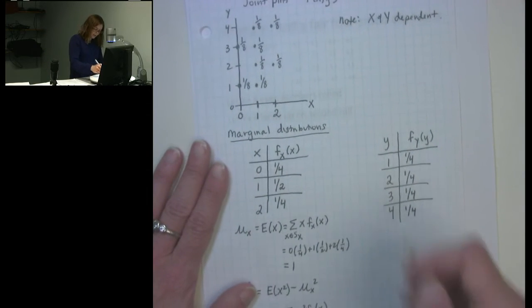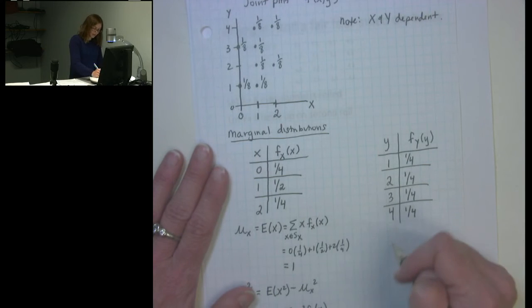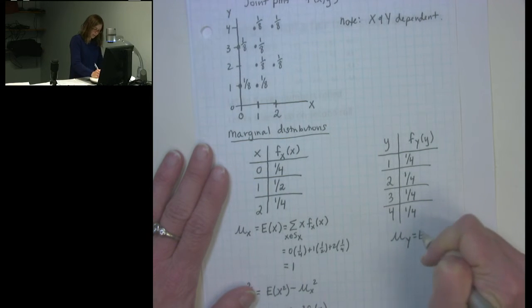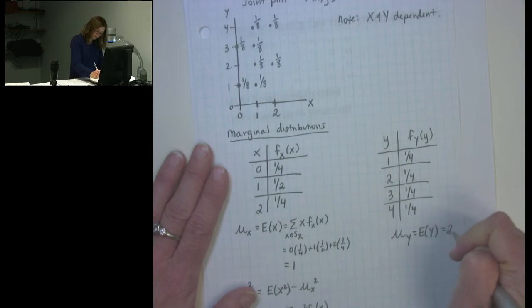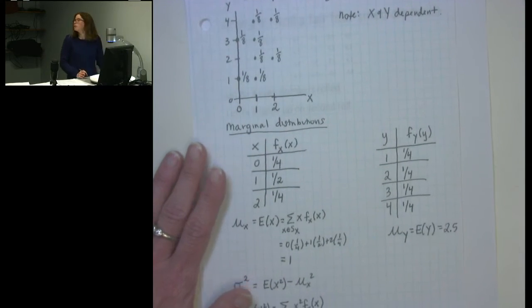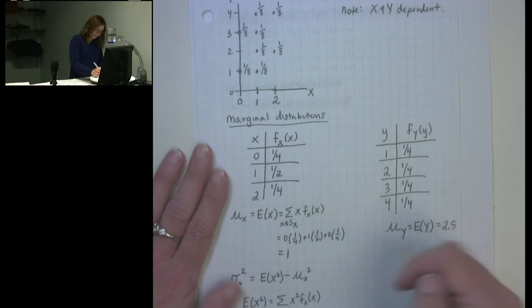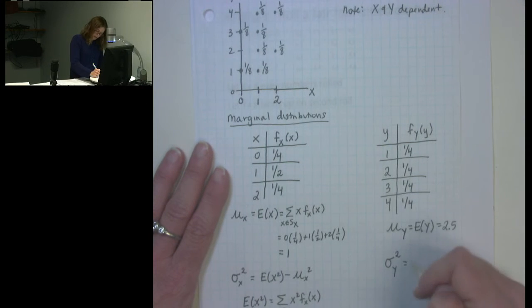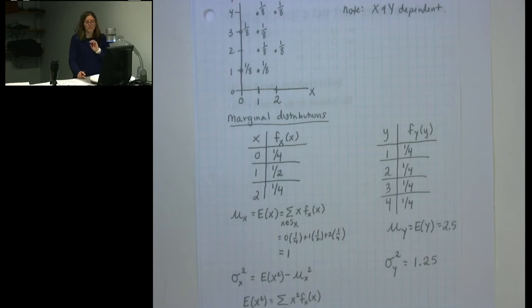I could also go through the same process I did over here to find the mean of y, which is the expected value of y, is equal to 2.5. I'm not going to do all the calculations. I think we get the idea. And that the variance, sigma squared of y, is equal to 1.25. So there are marginal distributions and the marginal means and variances.